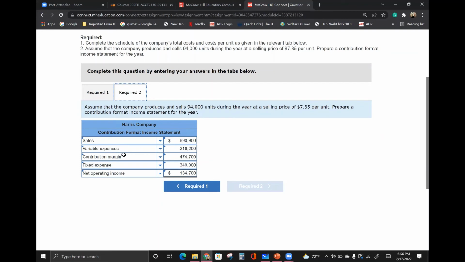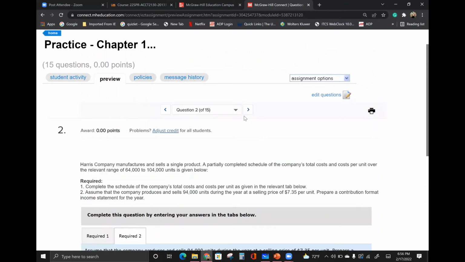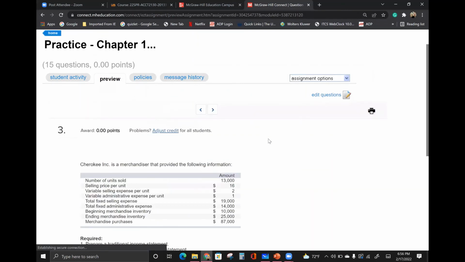690 less than 216 gives you a contribution margin, less your fixed expense, and so then you have your net operating income. Not too bad.